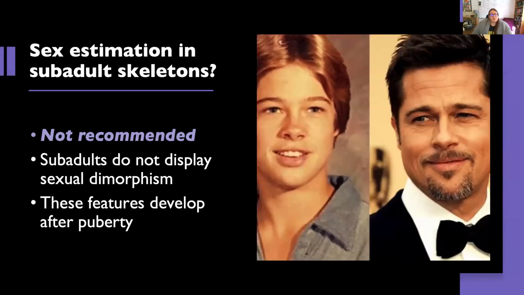Many of the features we use to estimate sex do not develop until after puberty in response to hormone changes in the body. This is why we typically do not estimate sex from subadult or children's skeletons, because children do not display the level of sexual dimorphism needed to accurately estimate sex. So this photo of Brad Pitt is a good example here. You can see how his face changed from when he was a teenager until now. As an adult, he has much more strongly expressed male features, and in his skeleton, we would see this reflected through the development of large muscle attachments across his skull.